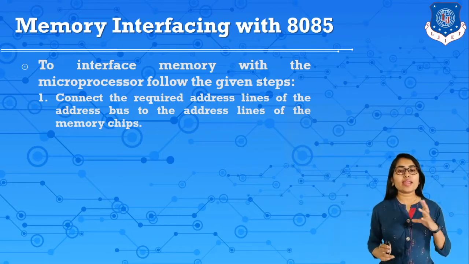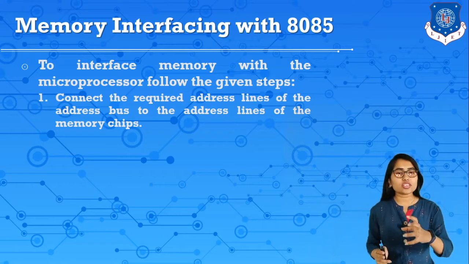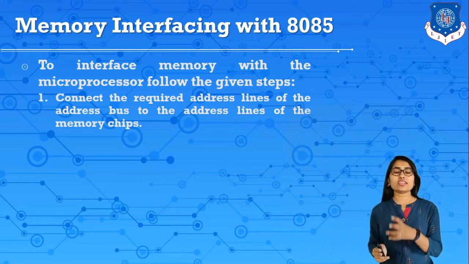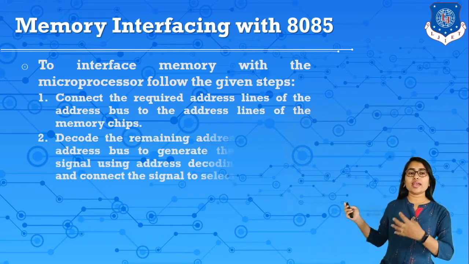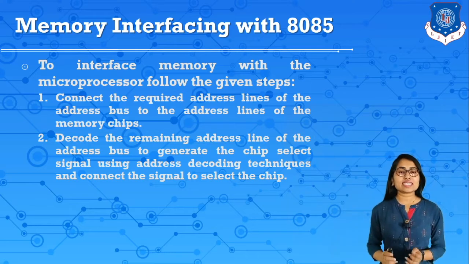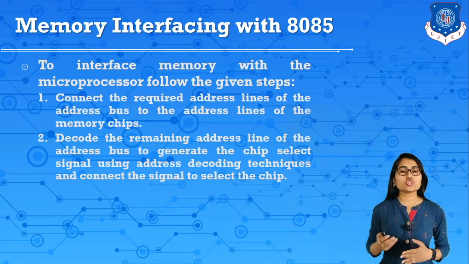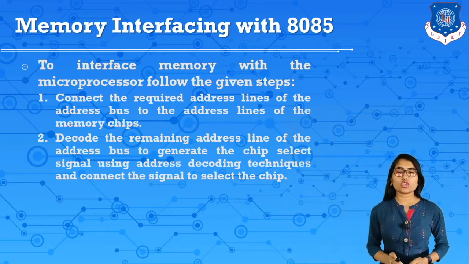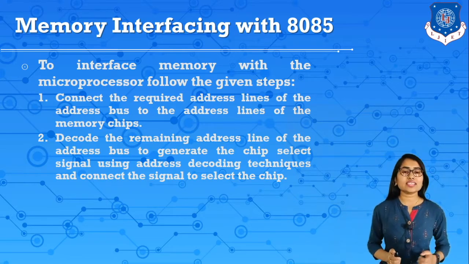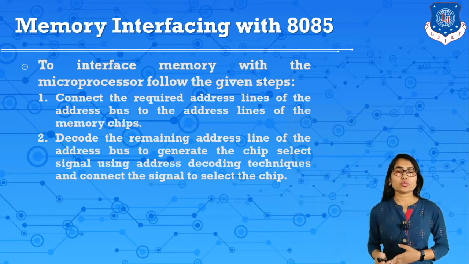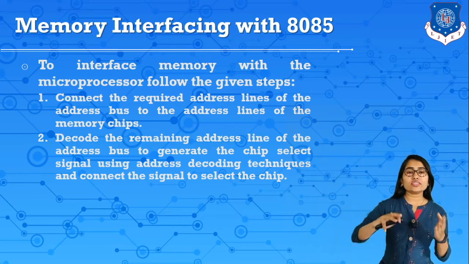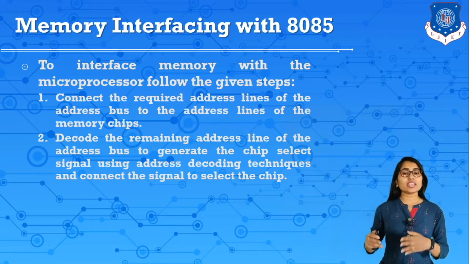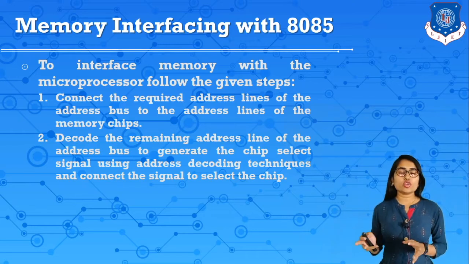Connect the required address lines of the address bus to the address lines of a memory chip, then decode the remaining address lines of the address bus to generate the chip select signal using address decoding techniques, and connect the signal to select the chip. After connecting the required address lines, the remaining lines are used in an address decoding circuit to generate the chip select logic.